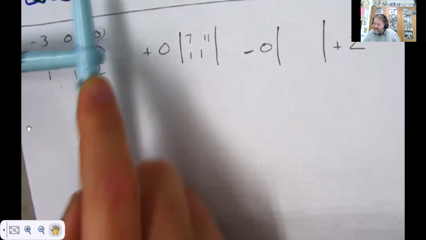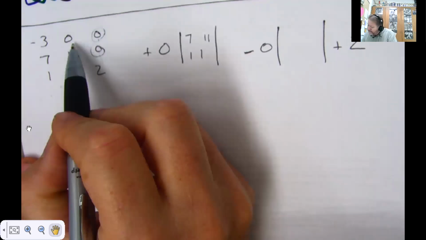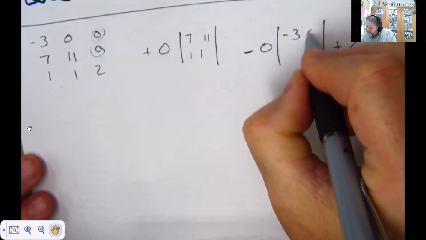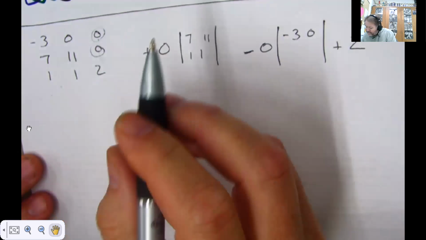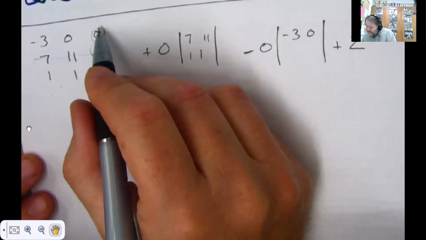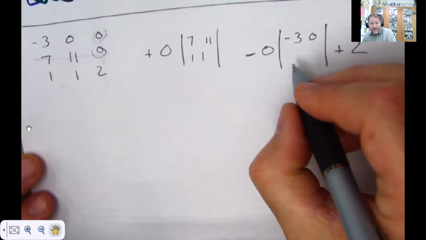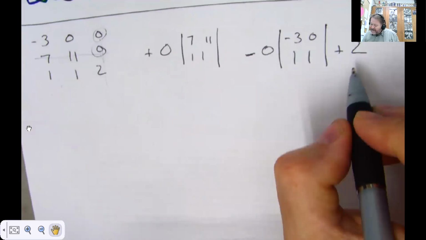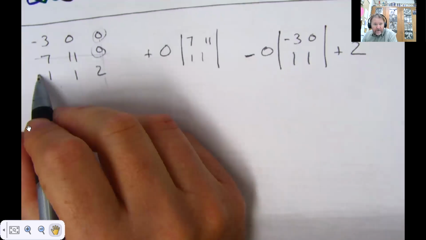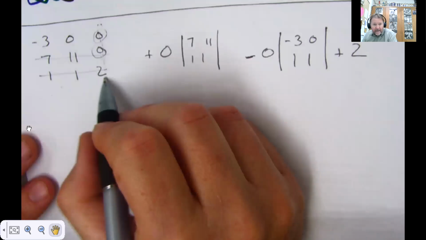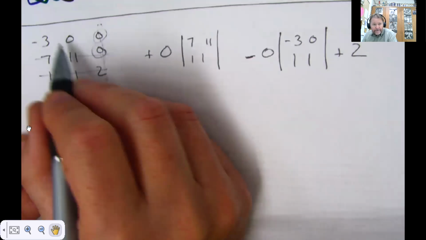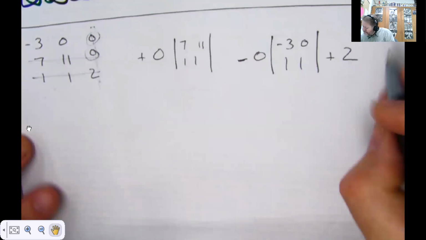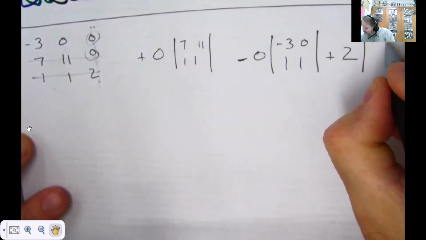So what I'm left with is negative 3, 0, and 1, 1. Okay, and then next, that 2 right there represents that 2. So I'm going to cover up that row and that column, and I'm left with this right here. This is going to be negative 3, 0, 7, 11.